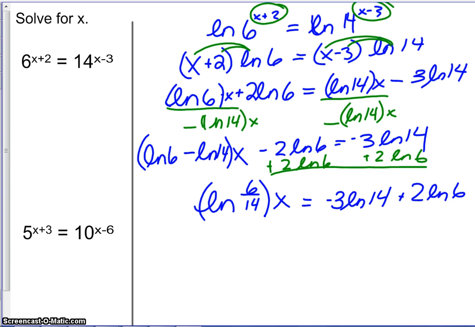But now I need to divide. So I'm going to divide both sides by that, because I want x all by itself. So divide both sides.